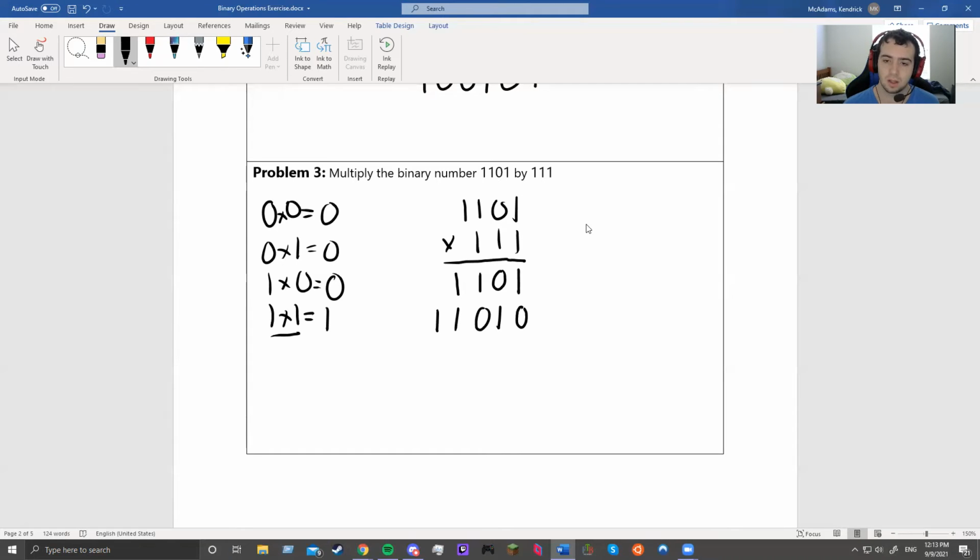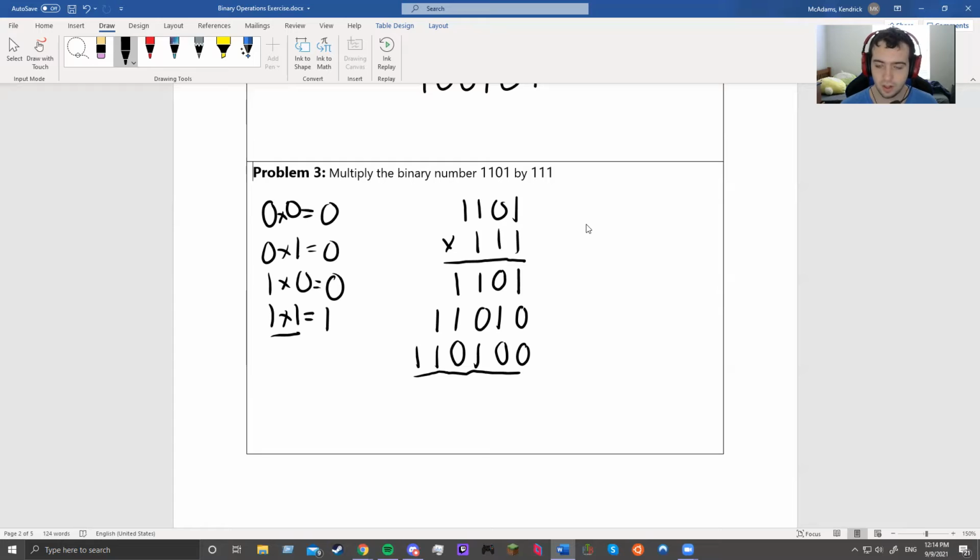Now we're on to the last digit. So what we're going to do here is the same thing except we're going to add 2 zeros, because that's what you do in regular multiplication. So 1 times 1, that's 1. 1 times 0, that's 0. 1 times 1, that's 1. 1 times 1, that is also 1. So as you can see, it's a pretty simple process.